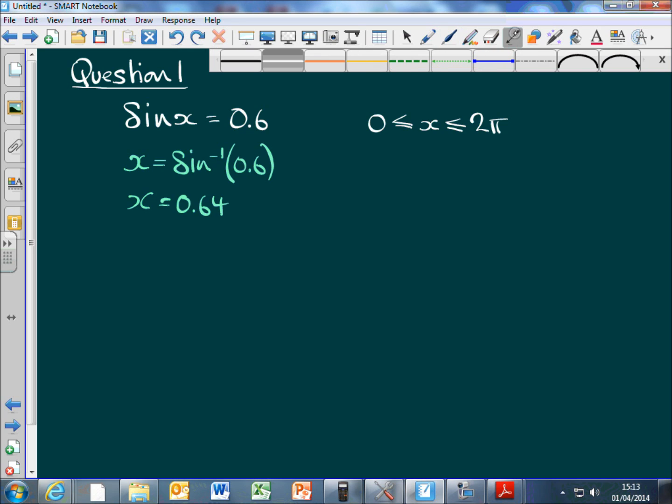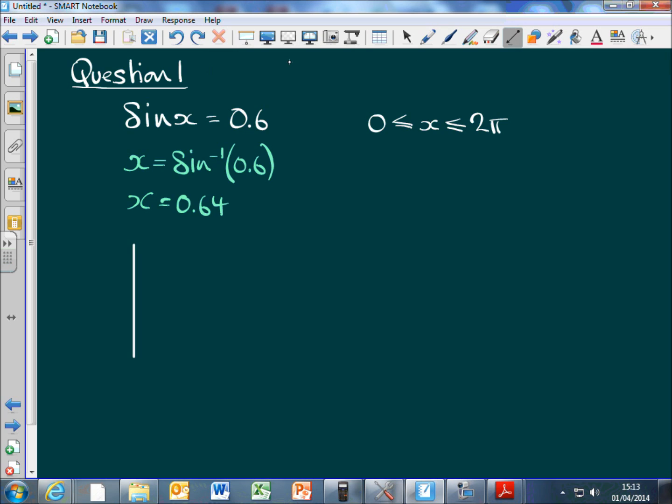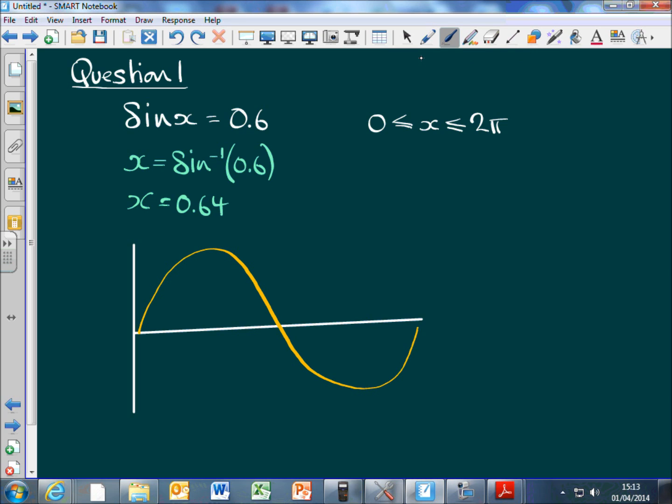What I'm going to do now is draw the sine graph between 0 and 2 pi. Now we've already drawn it, and I know it looks something like that. And that's pi there, and that's 2 pi there. And this is x, and this is sine x. And this has a value of 1, and this has a value of minus 1.